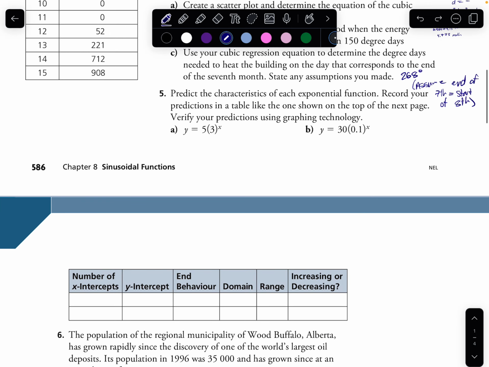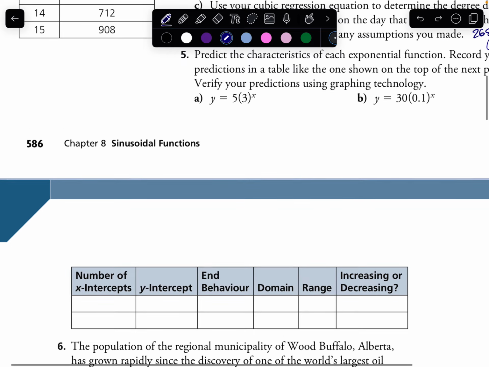Okay, so we've got this table. I'm just going to write these so I can zoom in. A is 5 times 3 to the x, and B is y equals 30. So we've been over this in the chapter 7 assignment, I remember.